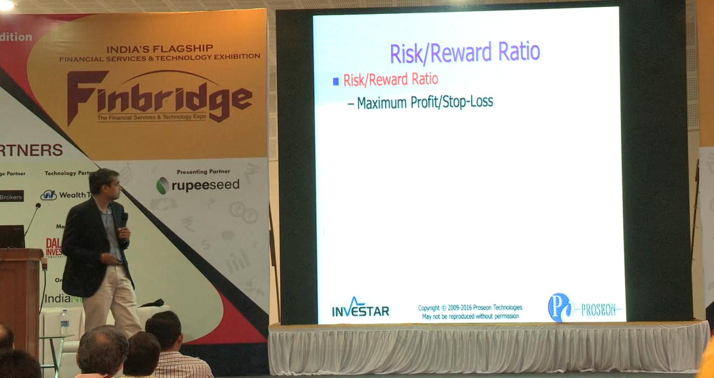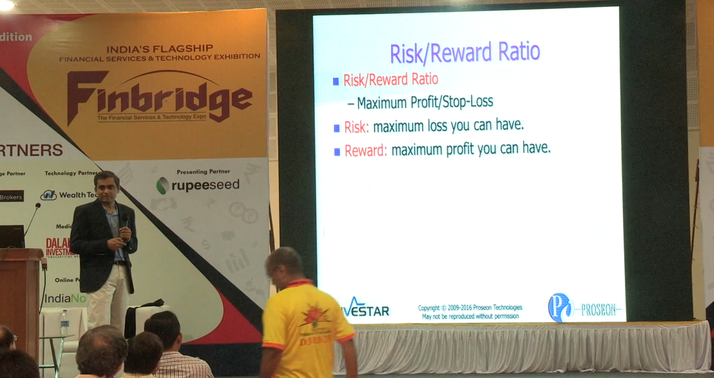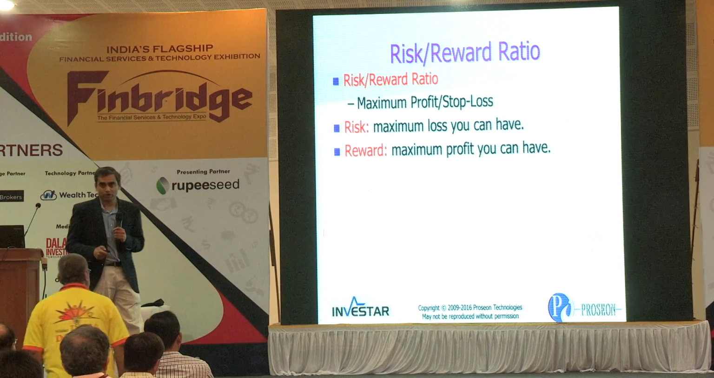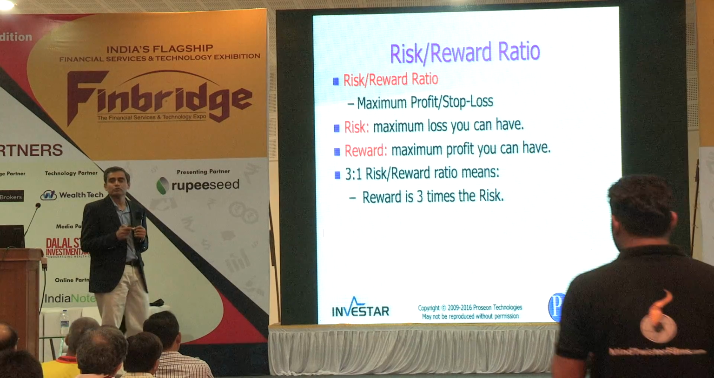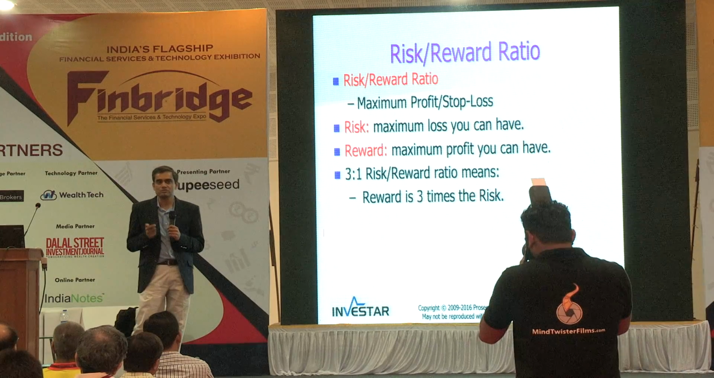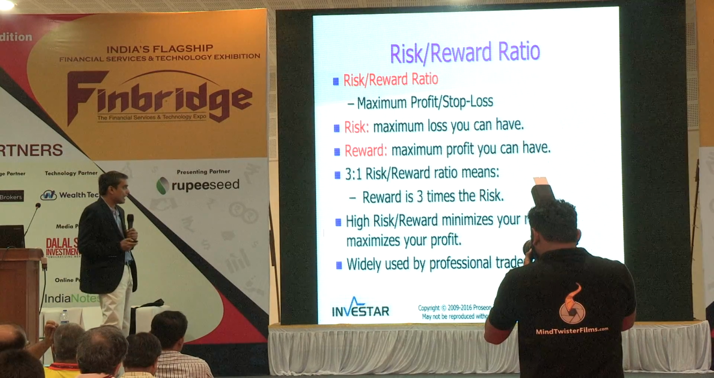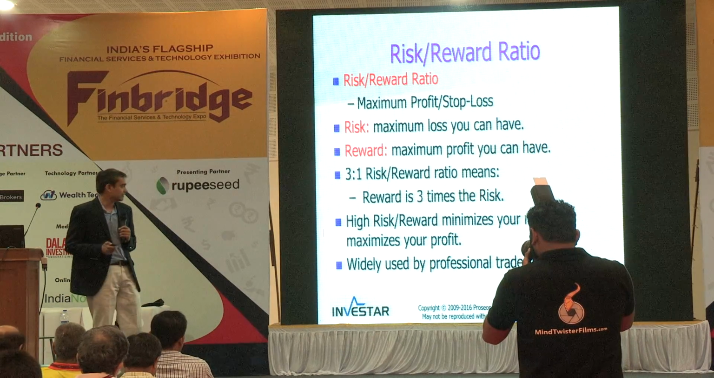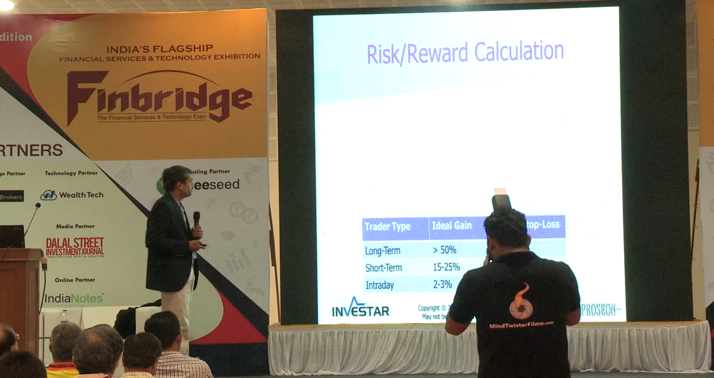That's the idea. So how does one calculate the risk? Risk is the maximum loss you can have. Reward is the maximum profit you can have. Generally, even more than 2 is considered good, but if you have a 3:1 risk-reward ratio, that is considered pretty good. A high risk-reward ratio minimizes your risk and maximizes your profit, and it's widely used by professional traders.